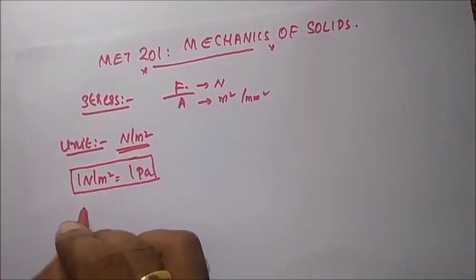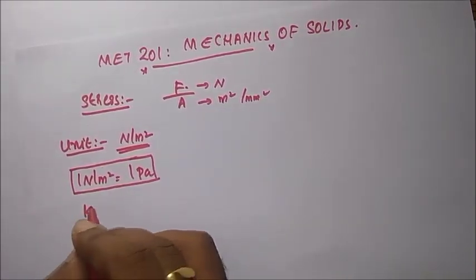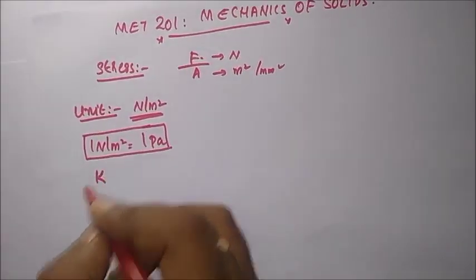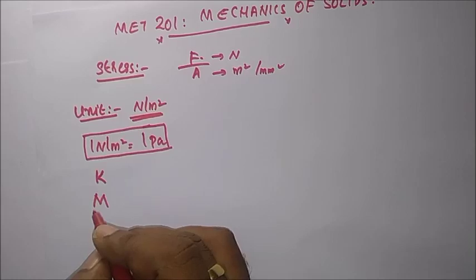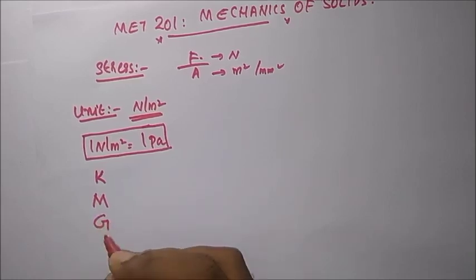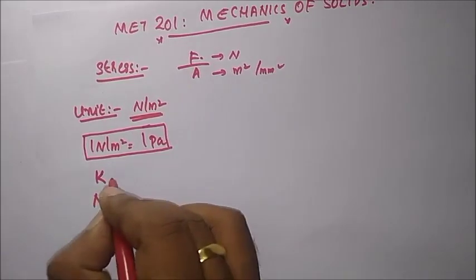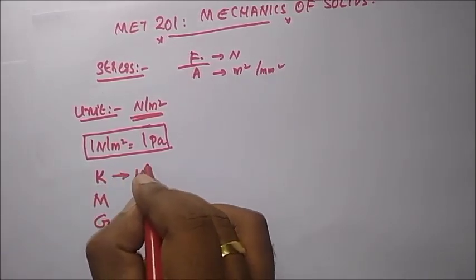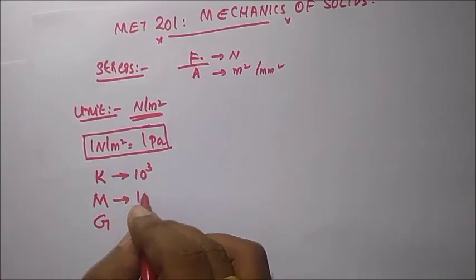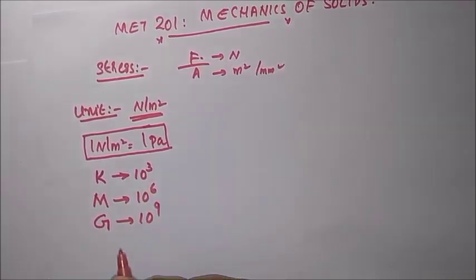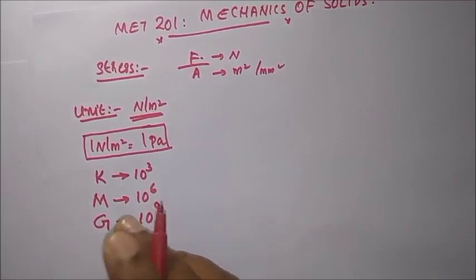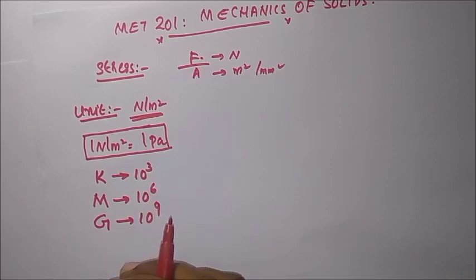Next important one. Kilo, which is represented by K. Mega, which is represented by capital M. Giga, which is represented by capital G. Kilo means 10 raised to 3. Mega means 10 raised to 6. Giga means 10 raised to 9. You have to remember at least these three terms.